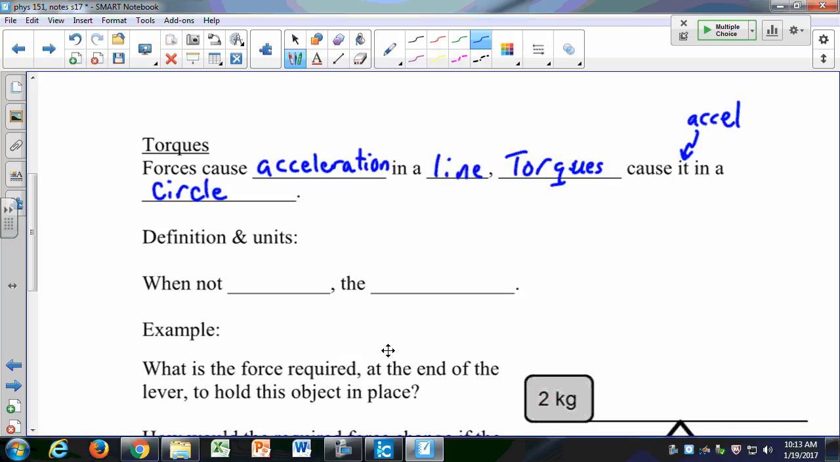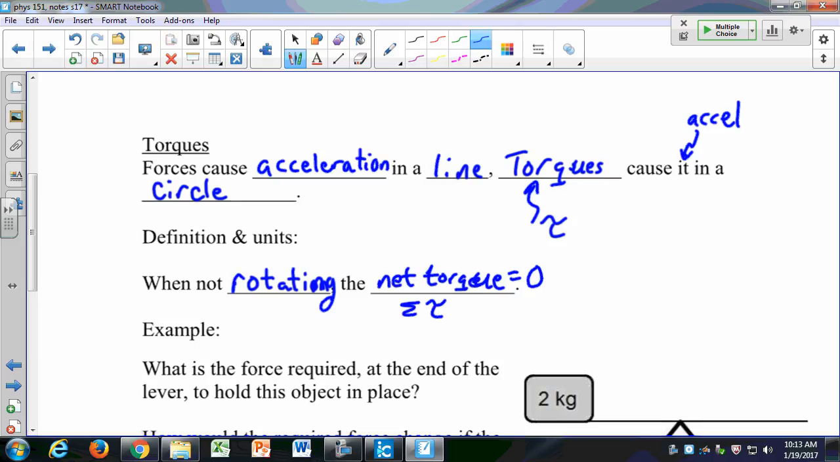Just a few little definitions. When an object's not rotating, the net torque, and for torque we're going to use the Greek letter tau, equals 0. That is to say, the sum of all the torques equals 0, just like we did with forces. In fact, we could say a very similar thing: when not accelerating, the net force is equal to 0. All right, let's try this.